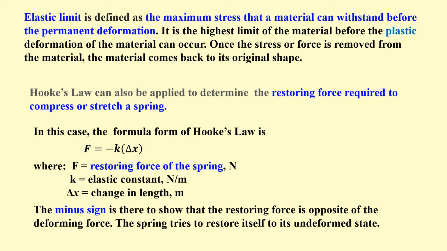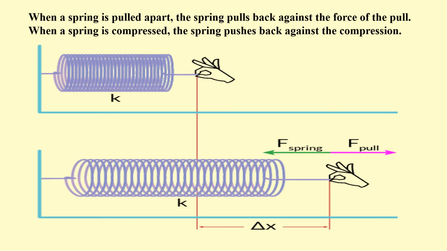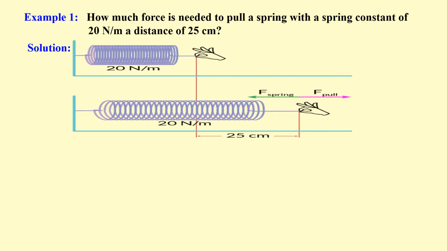The minus sign is there to show that the restoring force is opposite of the deforming force. The spring tries to restore itself to its undeformed state. When a spring is pulled apart, the spring pulls back against the force of the pull, as can be seen in the figure below. When a spring is compressed, the spring pushes back against the compression. Let us do some examples now.